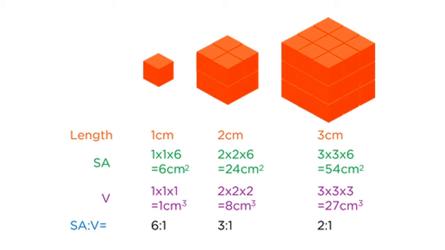Then if you move up to a cube with a side length of 2 centimeters, now your surface area goes up to 24, but your volume goes up to 8. So your surface area to volume ratio is now 3 to 1. Now for every 1 centimeter cubed of giant cell cytoplasm, you only have 3 centimeters squared of membrane to exchange materials over. And if you look at the biggest cube here, the 3 centimeter cube, you see that ratio has gone down even further to 2 to 1. So you have an even smaller amount of membrane to exchange materials over per amount of cytoplasm than you did before.